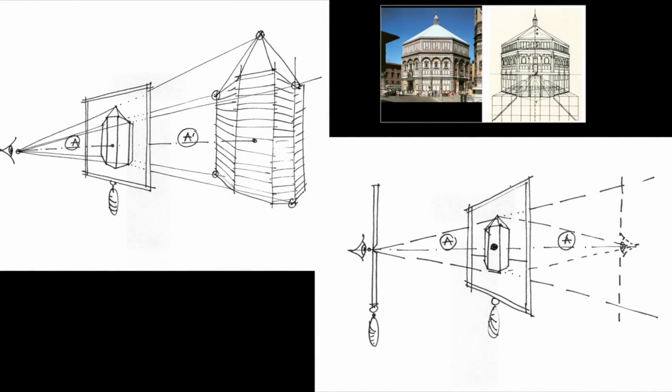This is the rough sketch of how Brunelleschi was imagining the San Giovanni Baptisterium. He looked at it like similar triangles forming a geometry, and then he produced a device to check this geometry. So he made an opening, and that is described by Vasari. He made an opening in the painting.